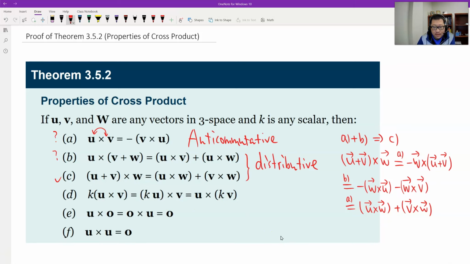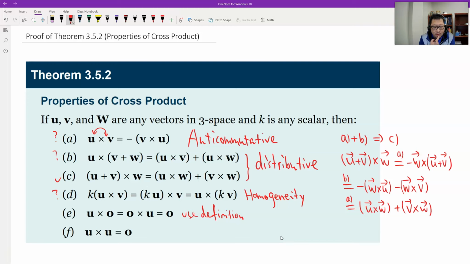D, we have a name. We call it homogeneity. The name is the same as the property for dot product. Homogeneity. We have to use the definition of the cross product to prove it. Let me leave it here. E is super easy, so I'll just leave it for you. Just use the definition. I'll leave this for you.